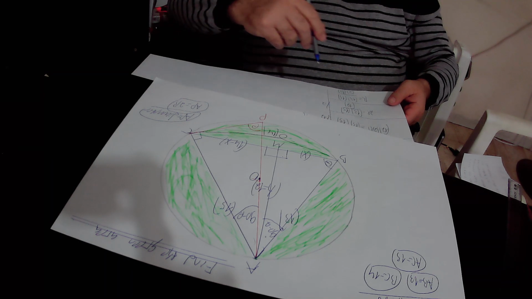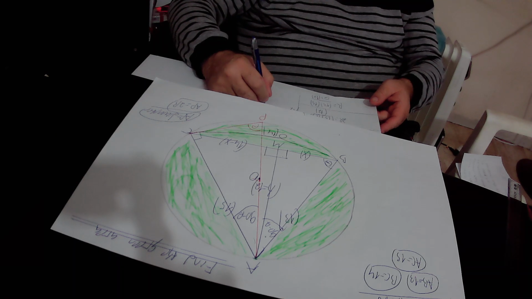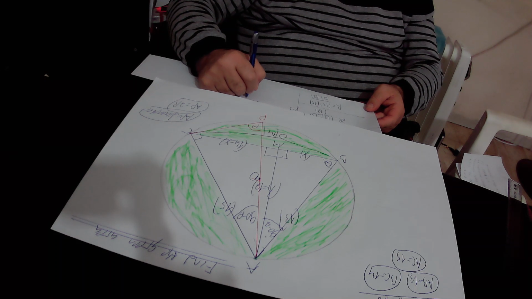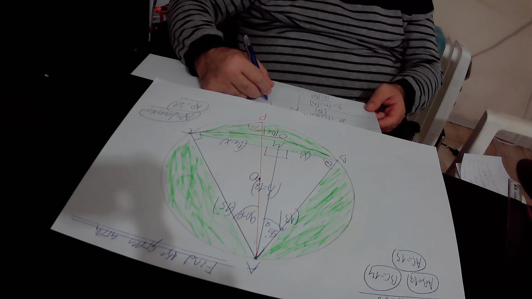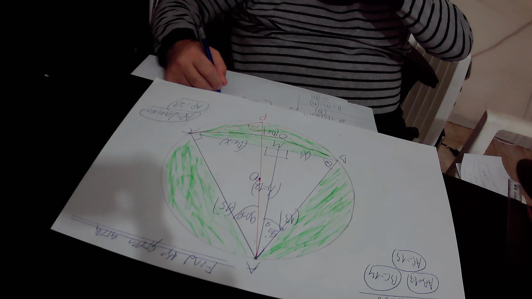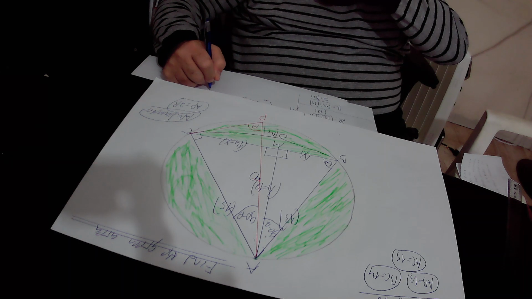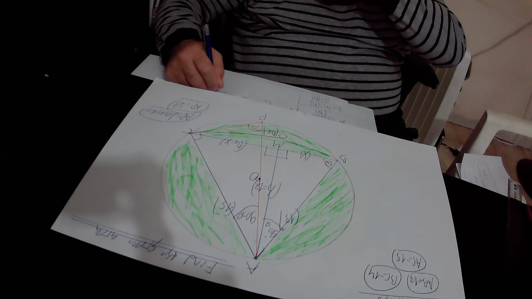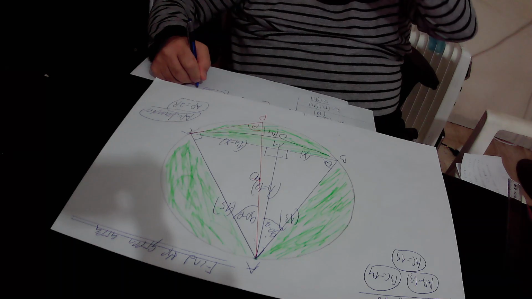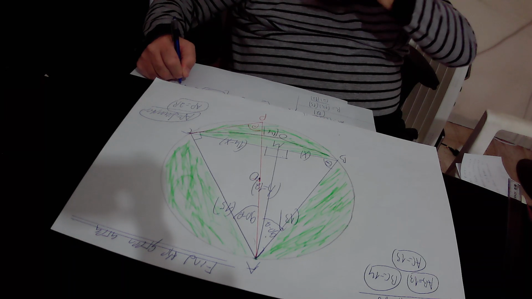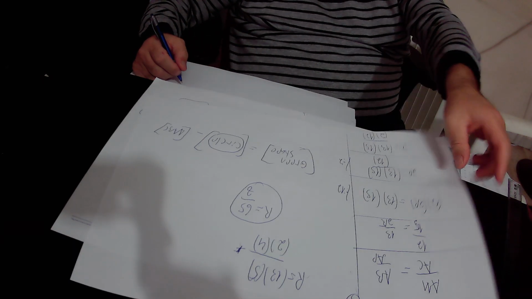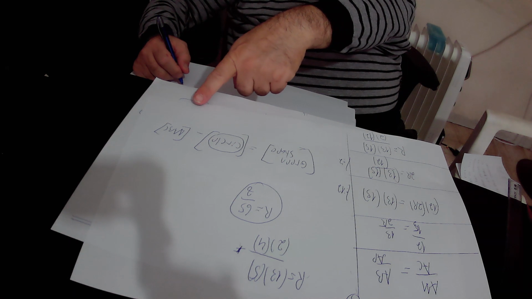So the area of the green shape. From the drawing, it is very easy to see that the area of this green shape equals the area of the circle minus the area of triangle ABC. Repeat again, the area of the green shape equals the area of the circle minus the area of triangle ABC.